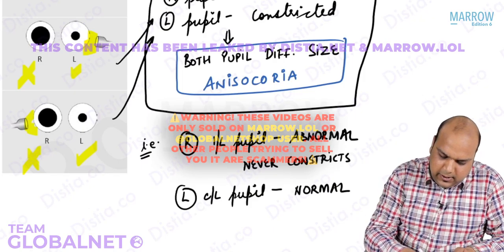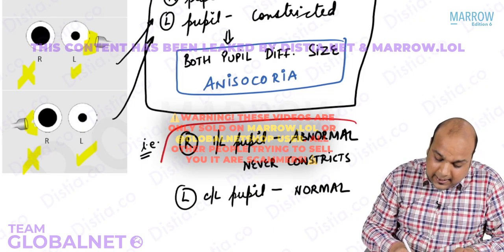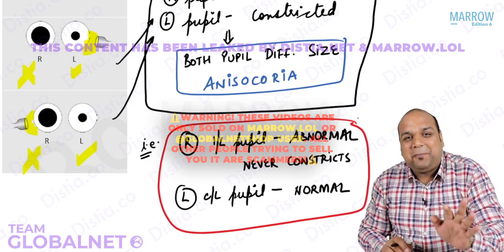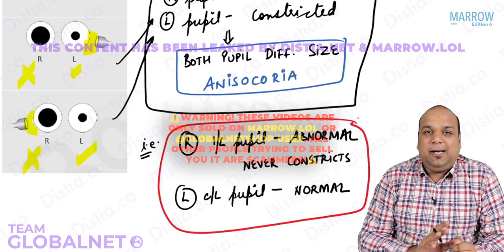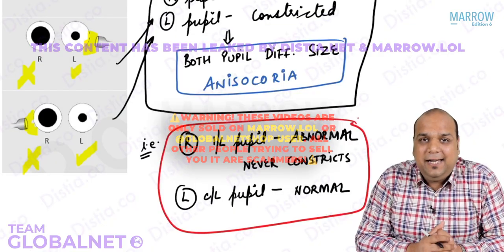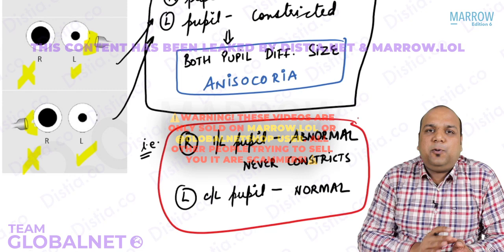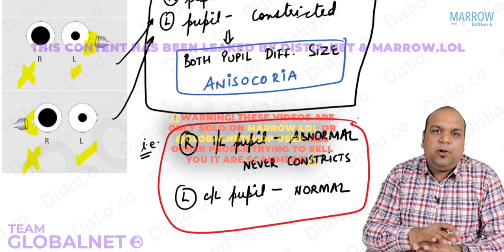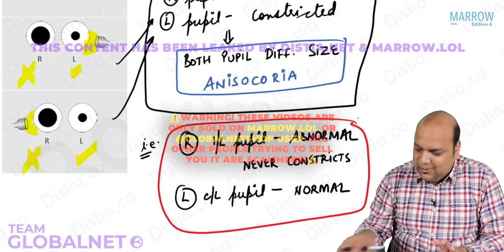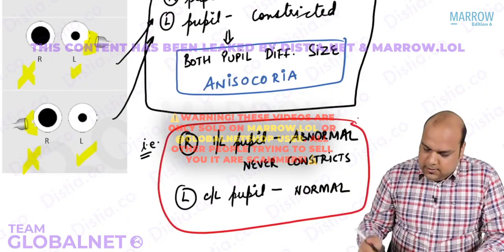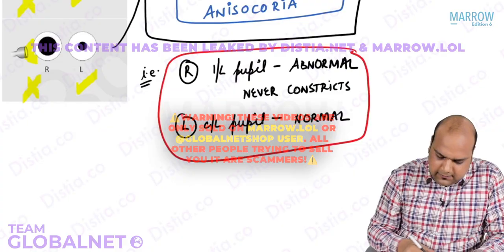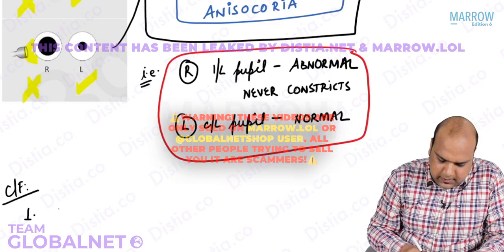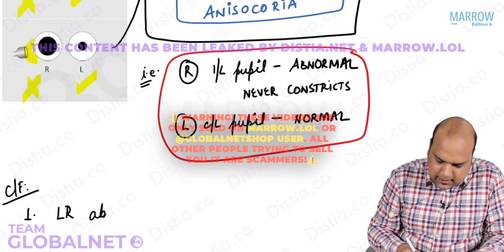Again, I would like to reiterate that the laterality, everybody, is defined by the site of lesion, not by the side we are throwing light on, because the side of lesion we have assumed as right. So the right pupil, or ipsilateral pupil, is abnormal and never constricts, whereas the contralateral left pupil always constricts. Okay, are we clear about this? So to summarize, the clinical features: number 1, light reflex absent.